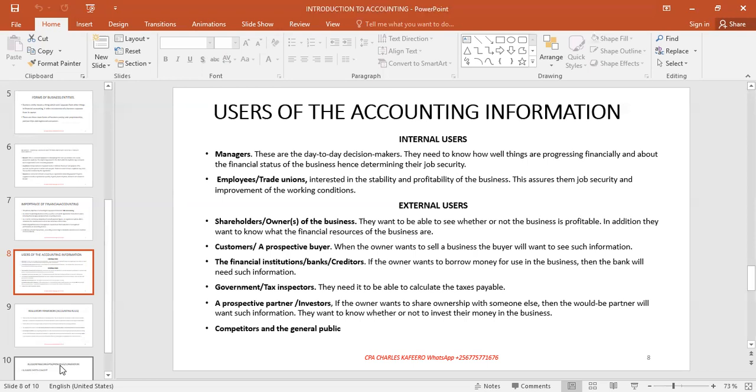So the third one, we can talk about the financial institutions slash banks, and you can also include the creditors, but you can separate them and give their different explanation, because the financial institutions and banks give actually cash, but these creditors, those are the people who supply to us goods on credit. So what do they want from the accounting information? They want to know whether the company is making a good profit and it can be able to pay its debts on time, or not.